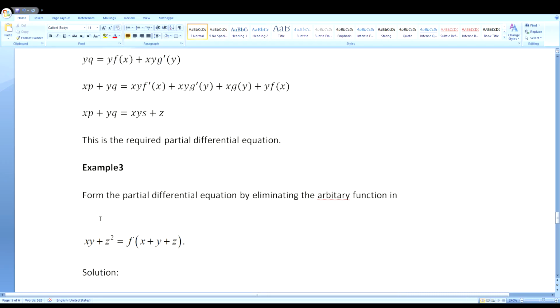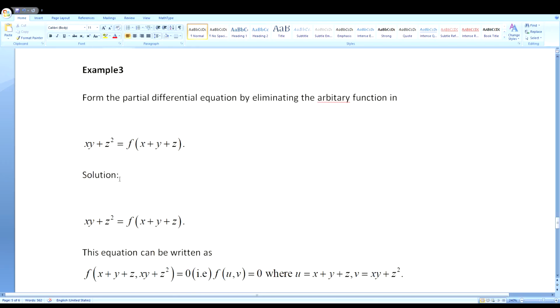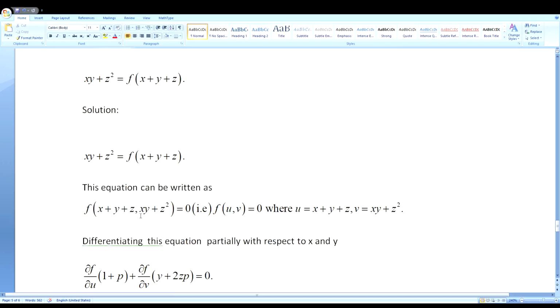Now, an example of eliminating two functions. This equation can be written as f of (x plus y plus z, xy plus z square). This is of the form f of (u, v) equal to 0, where u is x plus y plus z and v is xy plus z square.